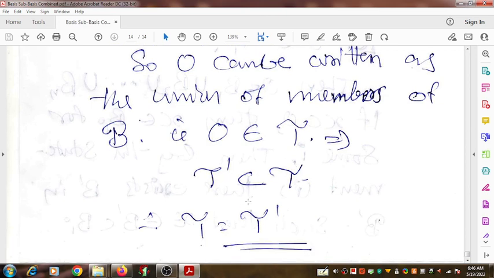And thus, by combining that tau is a subset of tau prime and tau prime is a subset of tau, we get that tau is equal to tau prime. Okay, that's the end of the proof.